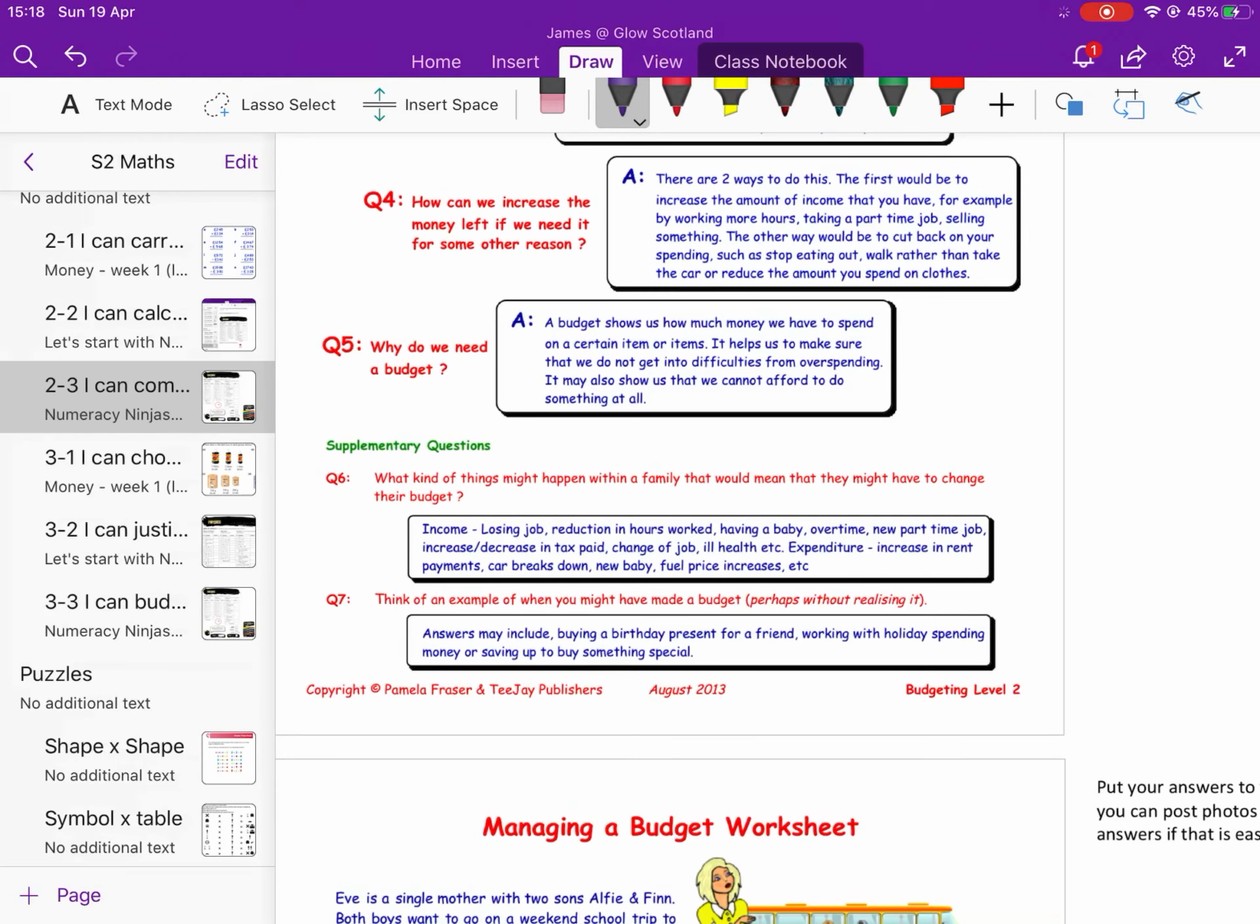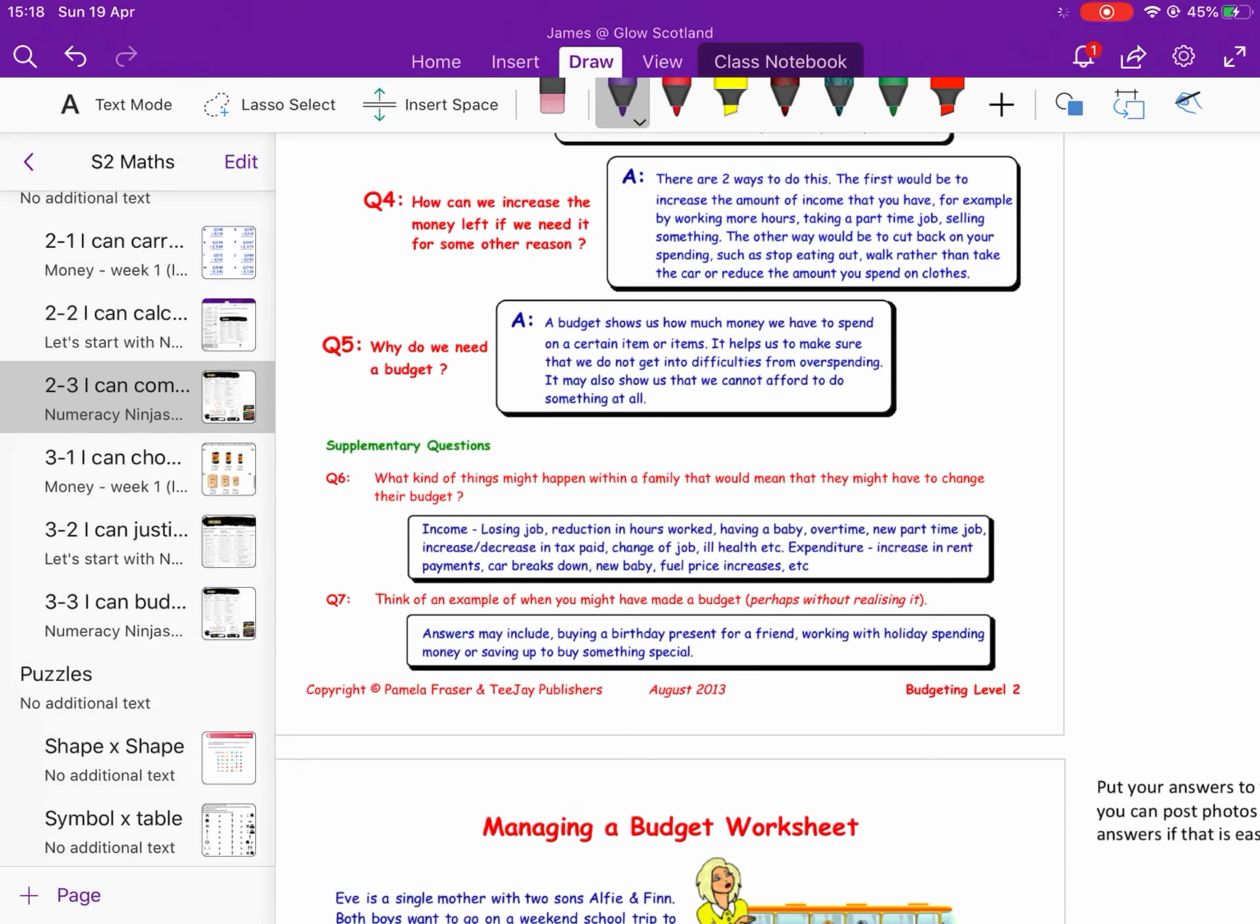What kind of things might happen within a family that would mean that they might have to change their budget? So your income could be affected. You might have a job loss, could be reduced hours. You know, a lot of people at the moment with the coronavirus situation are maybe getting a reduced salary and might have been paid off. That's very real for folk just now. Having a baby, could get overtime, that type of thing. You might have to pay more money for rent. Lots of different things there.